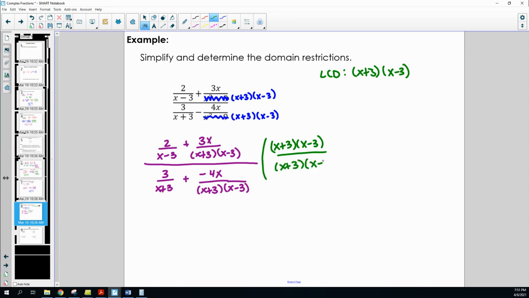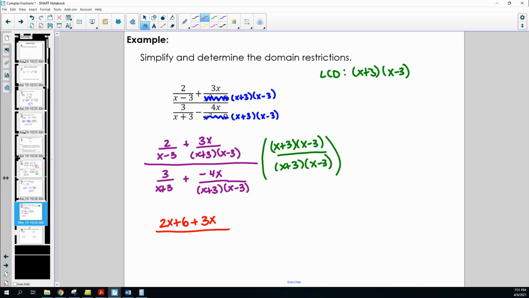So top and bottom, we're getting x plus 3, x minus 3. So when I multiply 2 over x minus 3 times x plus 3, x minus 3, the x minus 3s will cancel, and I'm going to have 2x plus 6. So that's the 2 times the x plus 3. When I do this 3x over x plus 3, x minus 3 times x plus 3, x minus 3, both things are going to cancel. So I'm just going to have 3x.